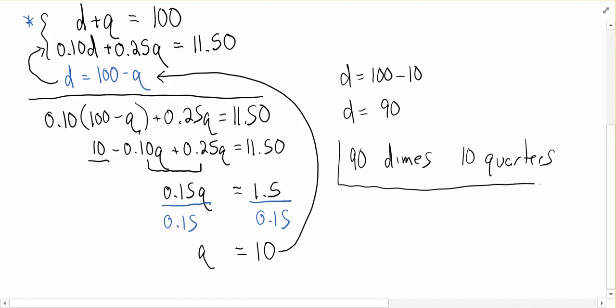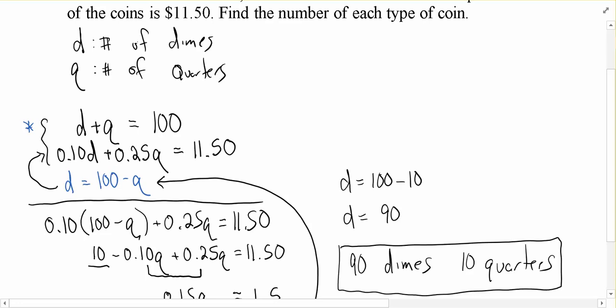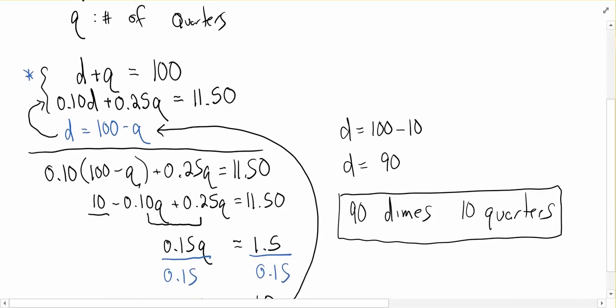Now, our last step of any word problem should be to take a look at this answer and say, did I answer the question and does it make sense? So let's go back to the question itself, where the question said find the number of each type of coin. We definitely did that. So now let's see if this answer makes sense. We were supposed to have a total of 100 coins. Do I have 100 coins? Well, sure, I got 100 coins, 90 and 10.